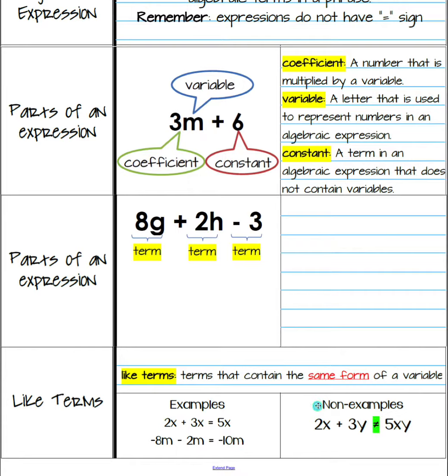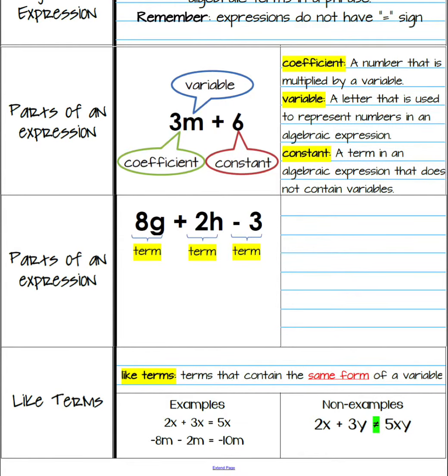Some things to also consider are some non-examples. If we have 2x and a positive 3y, these are not like terms because they are not the same form of variable. So 2x plus 3y does not become 5xy. It would actually just stay 2x plus 3y.